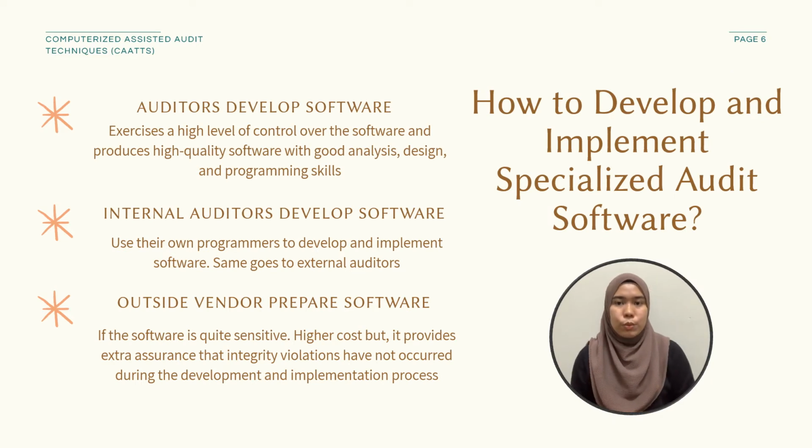Next, I will continue with how to develop and implement specialized audit software. There are three ways. The first one is specialized audit software can be developed by the auditors. This way exercises a high level of control over the software and produces high quality software with good analysis, design and programming. Next, it can be developed by the internal and external auditors where they can use their own programmer to develop and implement software.